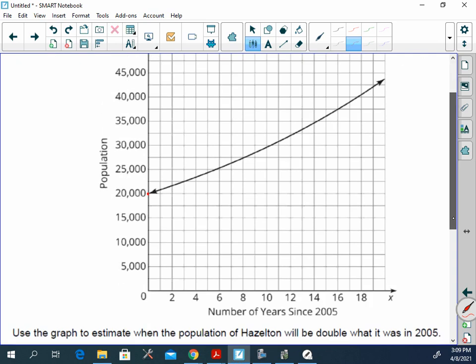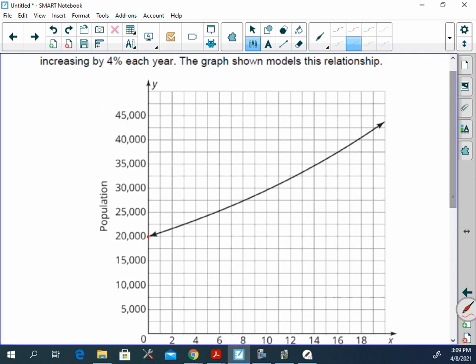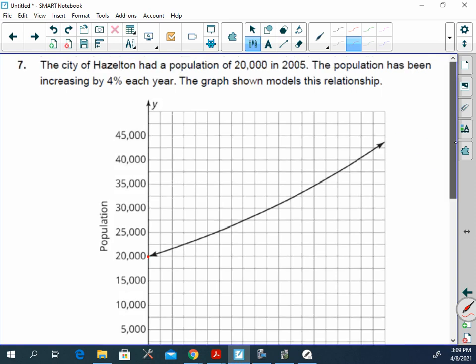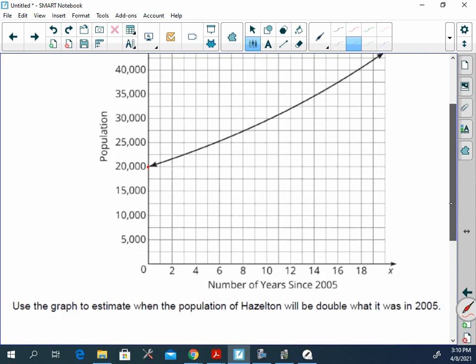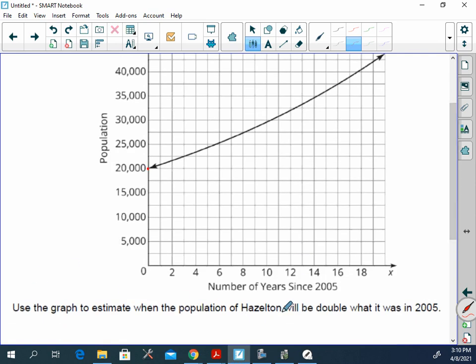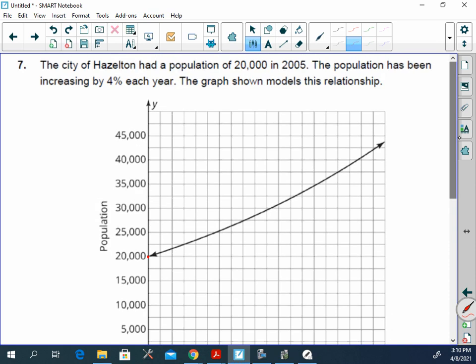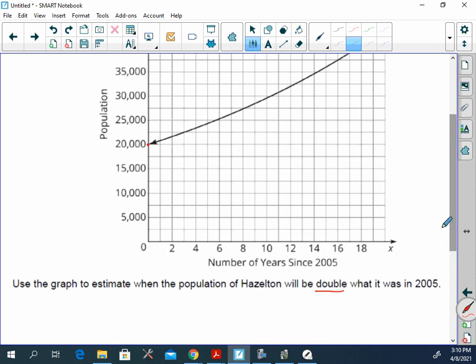So we could come up with this equation, put it in our calculator, and use that if needed. But we don't have to come up with the equation for this one. It is asking down here, use the graph to estimate when the population will be double what it was in 2005. So what's double what it started at? 40,000, right? In 2005 it was 20,000. So we're trying to figure out when our y is equal to 40,000.